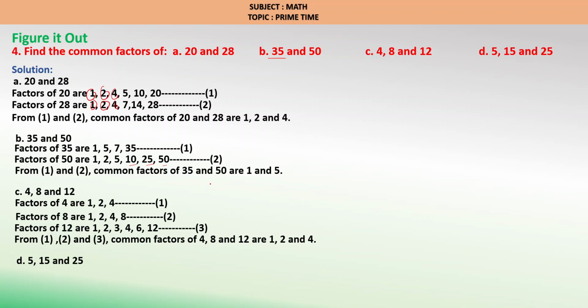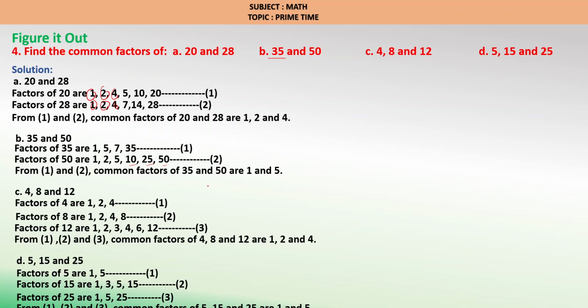Similarly, 5, 15 and 25. Factors of 5 are 1 and 5. Factors of 15 are 1, 3, 5, 15. Factors of 25 are 1, 5, 25. The common factors of 5, 15 and 25 are 1 and 5.